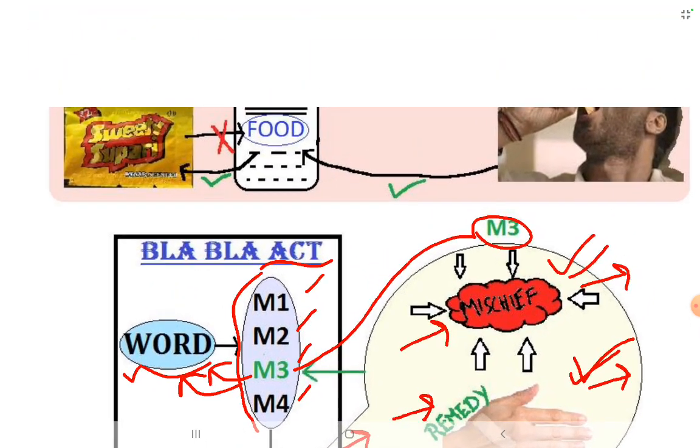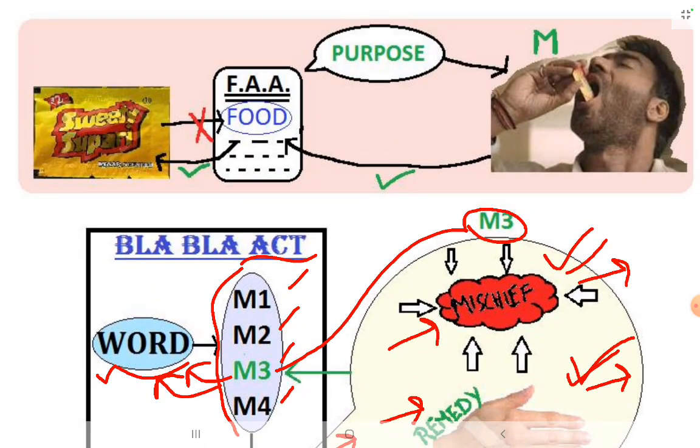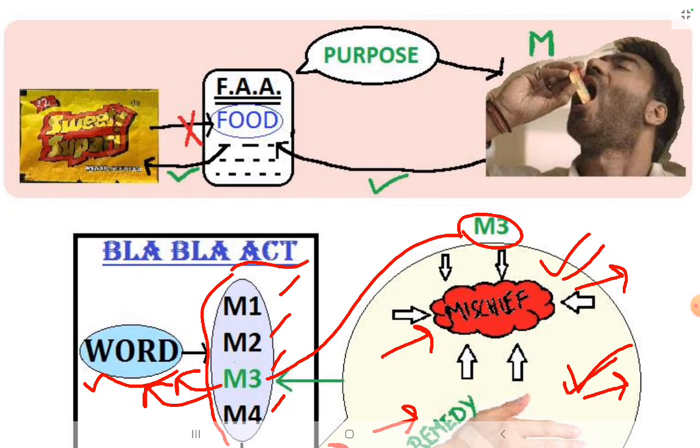For example, a person was doing adulteration in Supari. When his case went to the court, he said that Supari does not come under the category of food under Food Adulteration Act, so he cannot be tried under Food Adulteration Act. So the court looked at the purpose of Food Adulteration Act. The purpose of Food Adulteration Act is to stop adulteration in food.